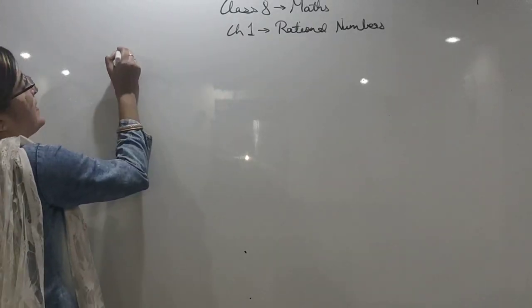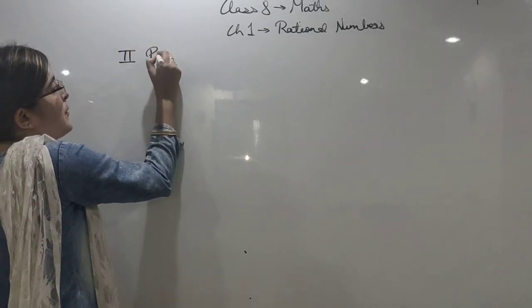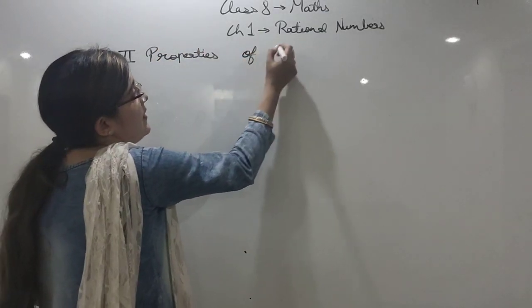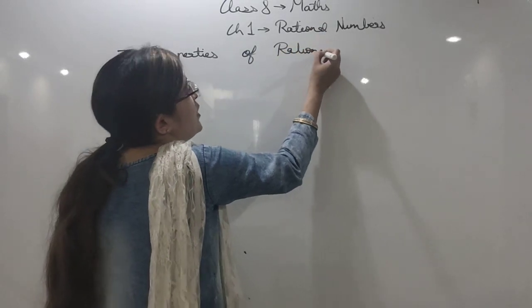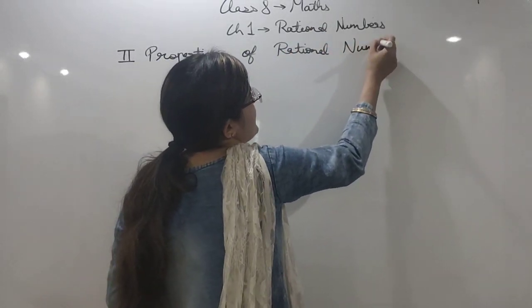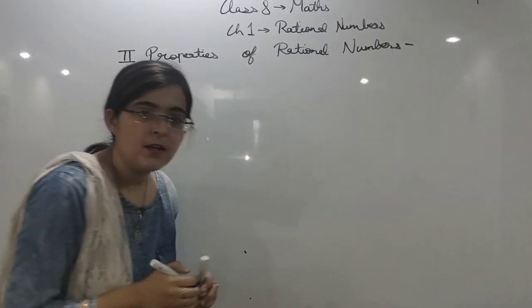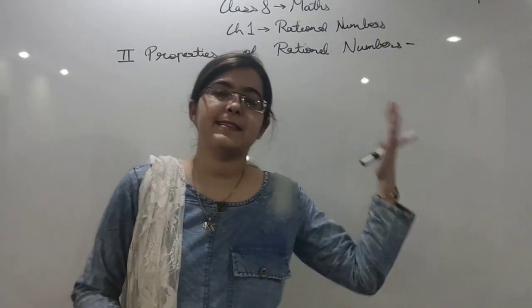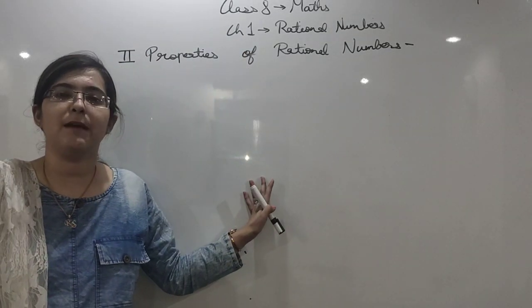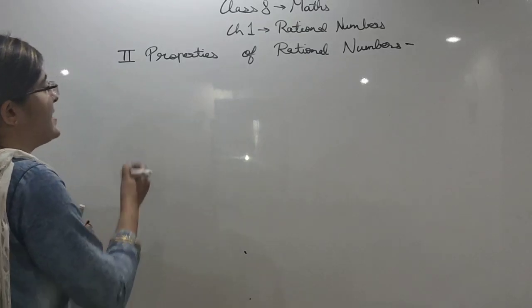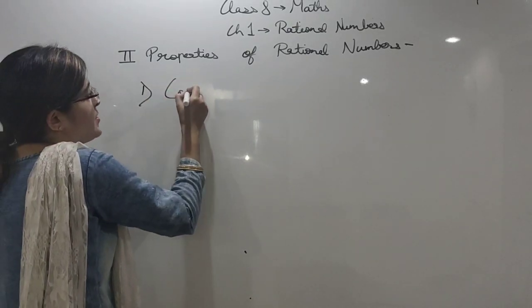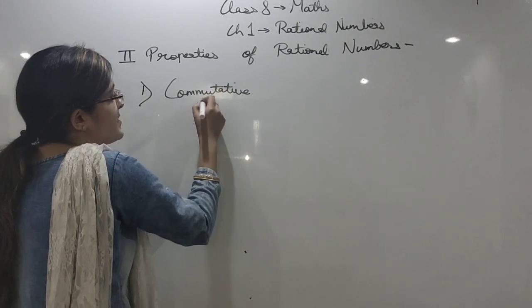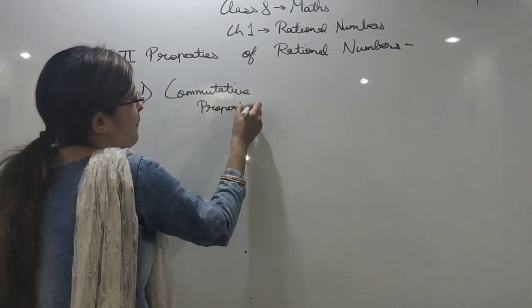Your second topic that we had started was properties of rational numbers. Students, you have been studying these properties from class 6th. The properties which are used in whole numbers are equally applicable to rational numbers also. Let's see. Our first property was the commutative property.